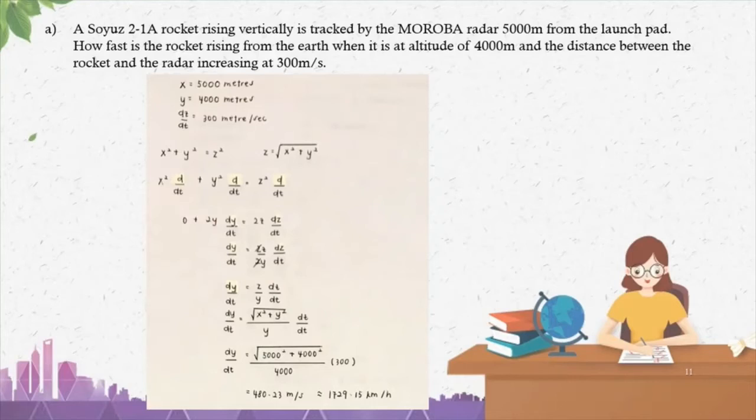Using the Pythagoras theorem, x squared plus y squared equals z squared, we will differentiate each of the terms respectively. Since the value on the x-axis remains constant, differentiating x against time gives 0.